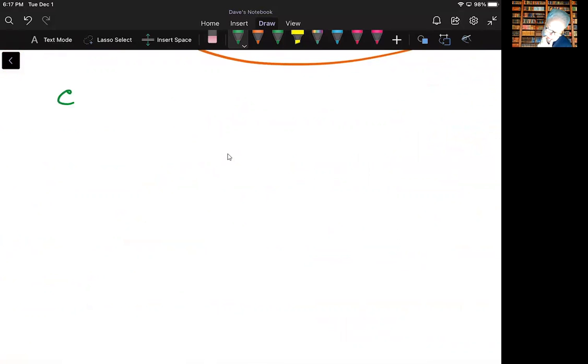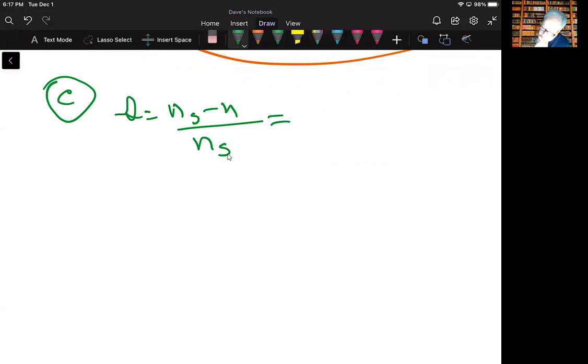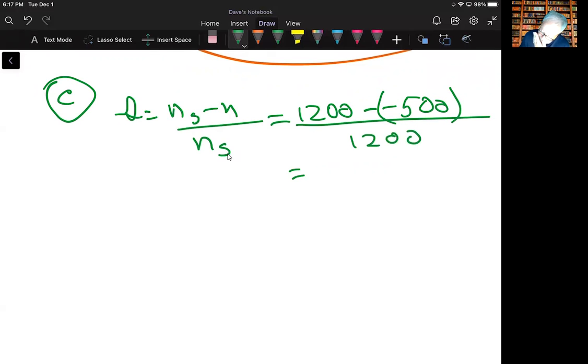Part C says when the motor turns in the opposite direction to the field, the motor speed is negative. And so the slip's going to change a little bit, right? Actually, a lot. So again, slip, N sub S minus N divided by N sub S. I'll go out here, 1,200, that hasn't changed. And now the motor speed is negative, so it's minus a negative 500. And this is still 1200. So now we have 1700 on the numerator and 1200 on the denominator.